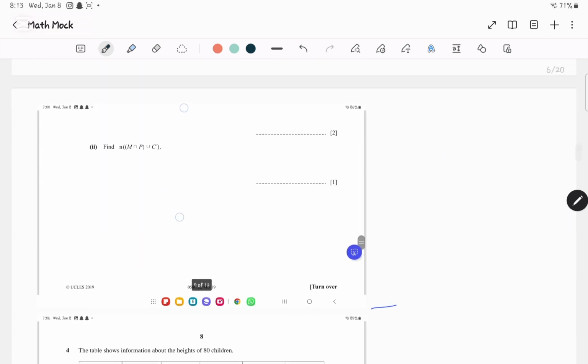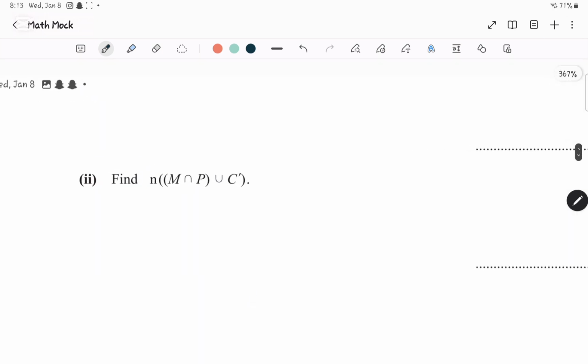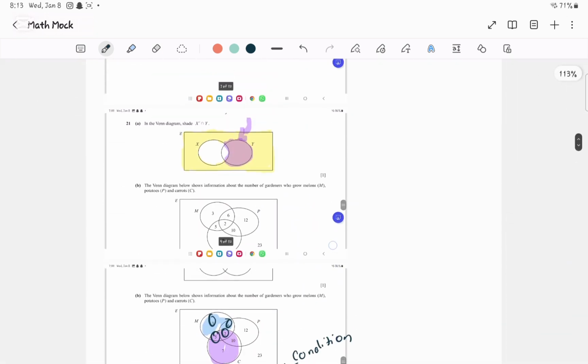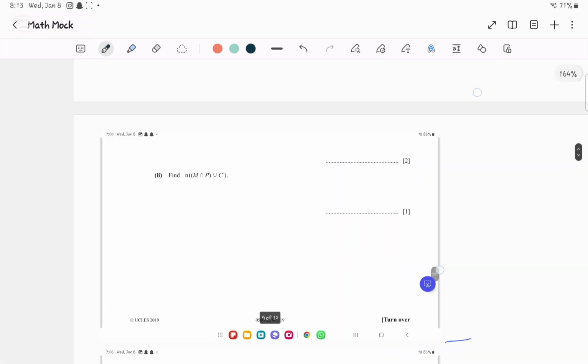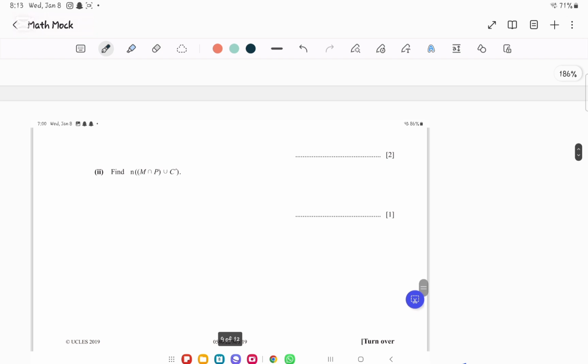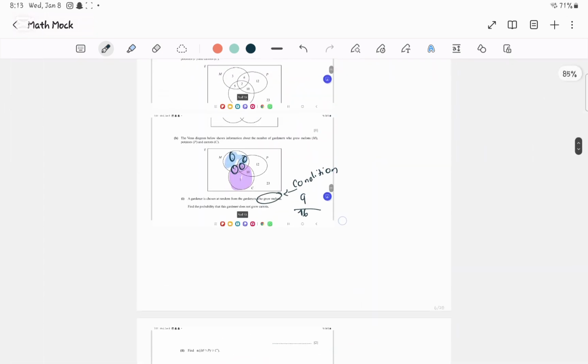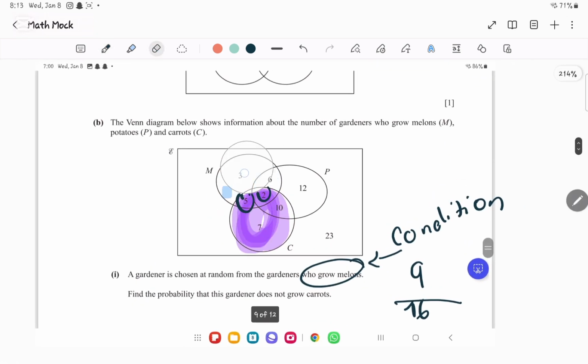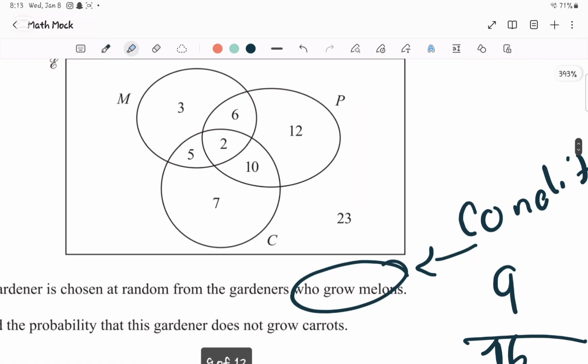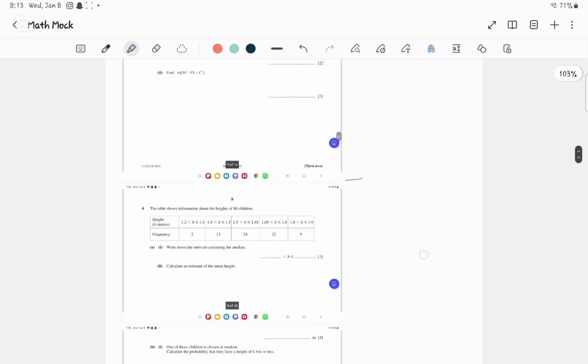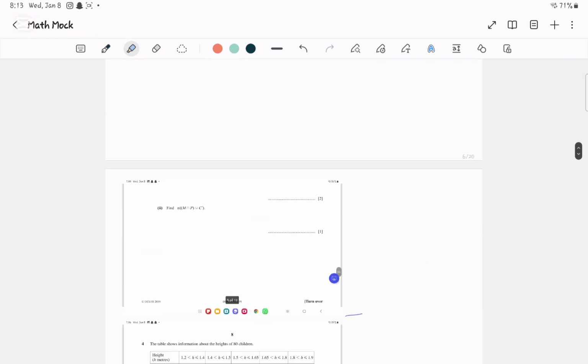Now they told us, find the number of melons intersection potatoes, union everything except carrot. So let me just erase this so it's gonna be easier for us. Okay, so what's gonna happen is that first thing, what was it again? It was melons in common with potatoes.